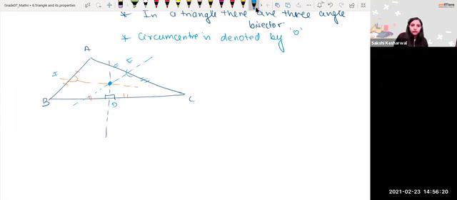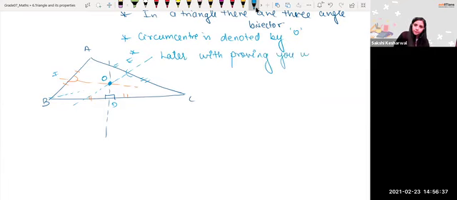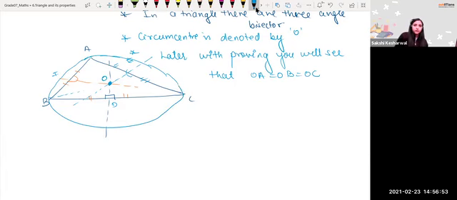Now, with this O, later on you will be doing the proving, and you will see that OA length is equal to OB length is equal to OC length. So you can draw a circle like this. Yeah, my circle is very bad. It's like an oval. So you will see what is known as what, beta?